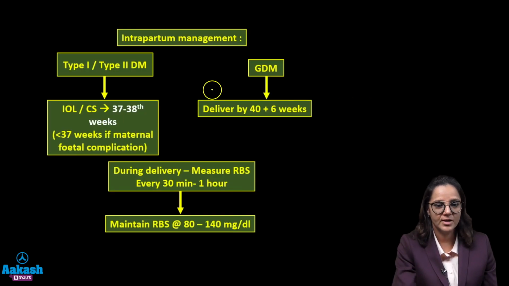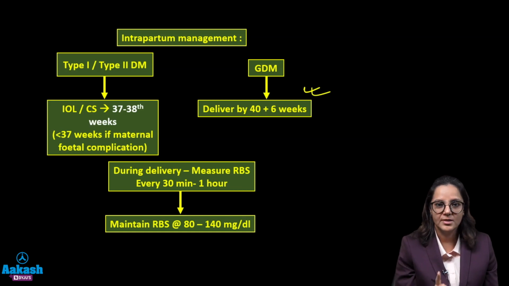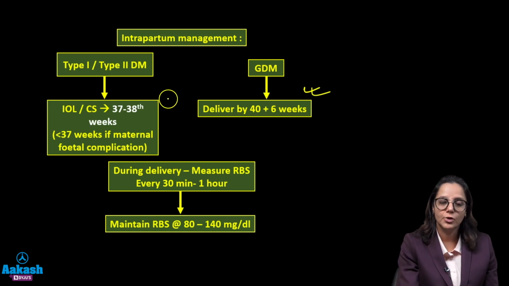What is the intrapartum management? If she has gestational diabetes, which means that she has developed diabetes in the pregnancy, you will deliver her by 40 weeks, 6 days because the complication is going to be lesser. But if the patient is a known case of diabetes type 1 or type 2, then you will induce her or do cesarean section by 37 to 38 weeks of period of gestation.